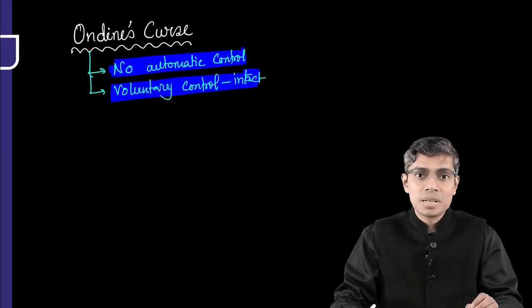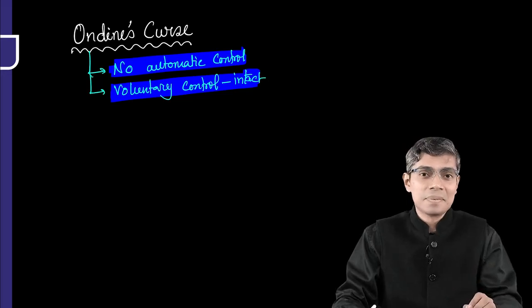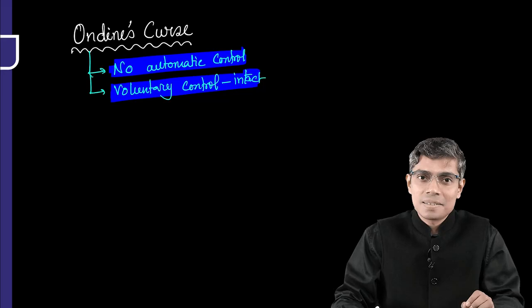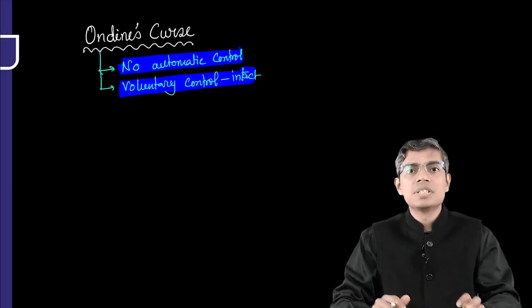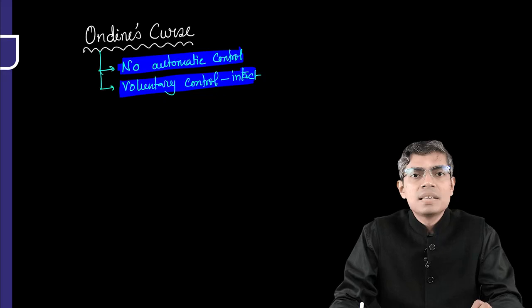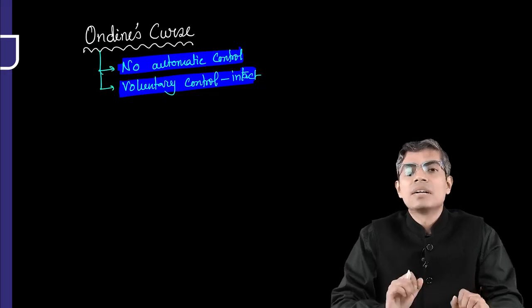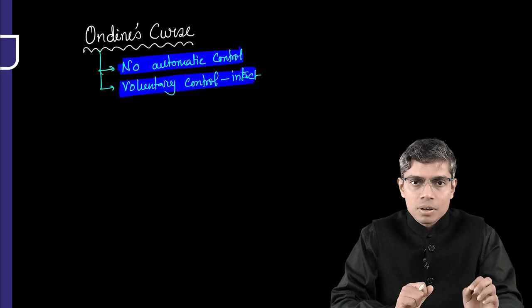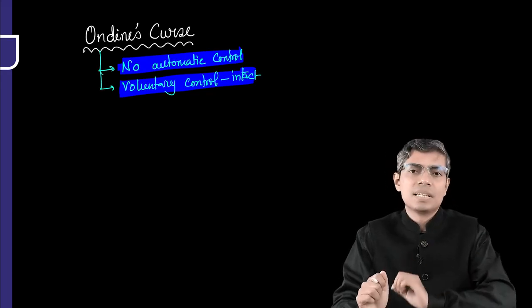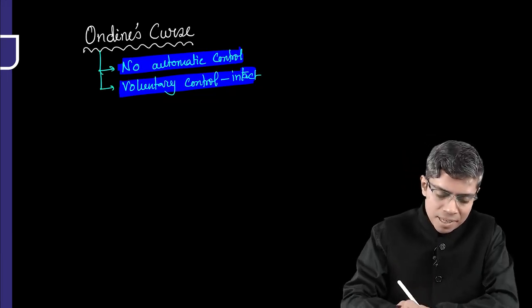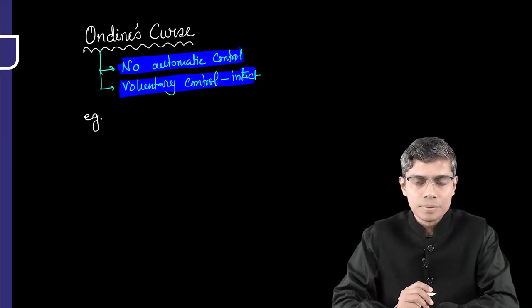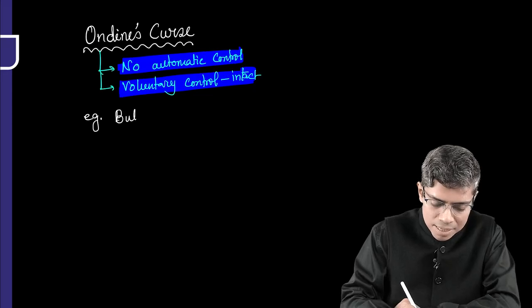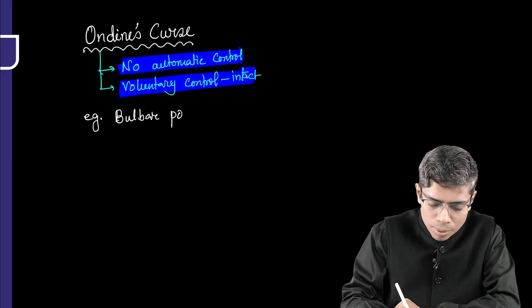It looks like a very simple curse, but the curse is very, very severe, and that is known as Ondine's curse. So what is the clinical version of this? There is a certain congenital disorder known as congenital central hypoventilation syndrome, and that is nothing but the equivalent of this Ondine's curse. But not only congenital, there are certain clinical conditions which can arise in adult life also, like for example, bulbar poliomyelitis.